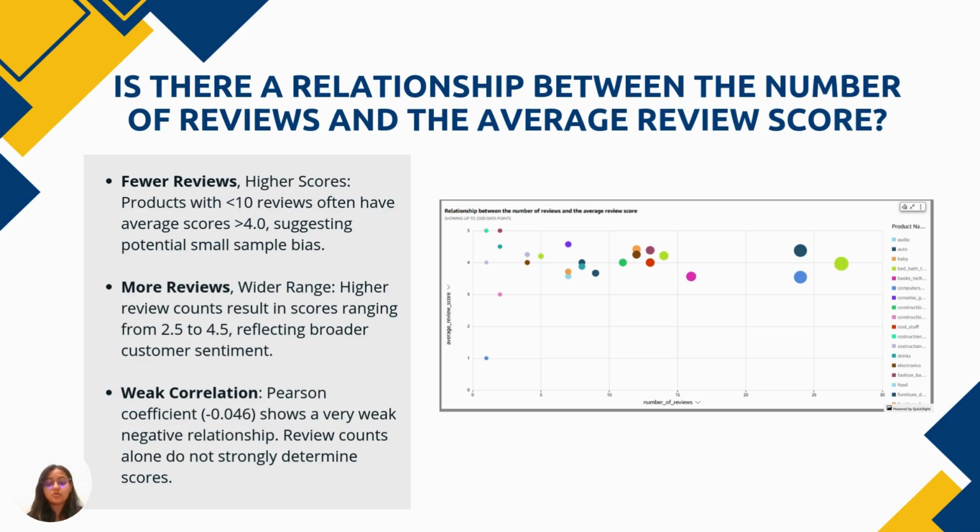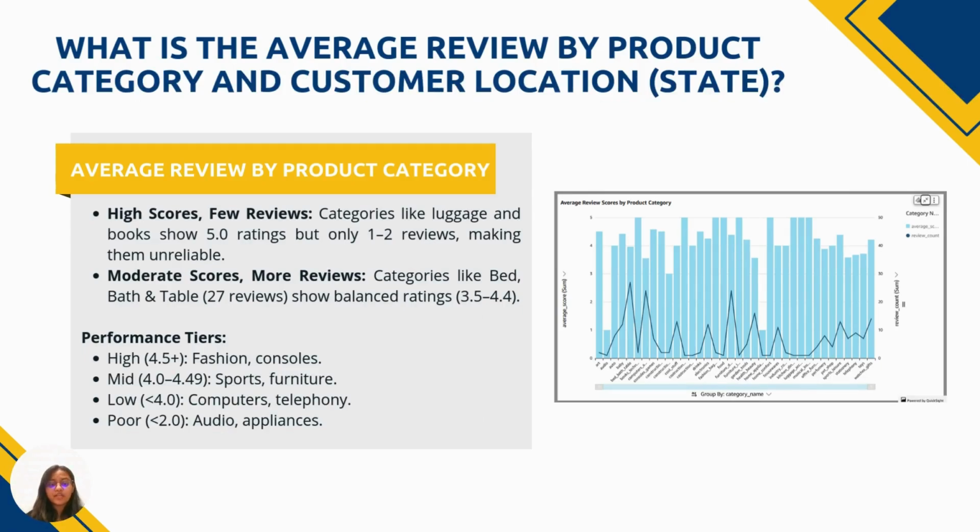Is there a relationship between the number of reviews and average review score? The analysis shows a very weak negative correlation of 0.046. Products with fewer reviews tend to have higher scores, while those with more reviews show a wide range of scores, reflecting diverse customer sentiments.